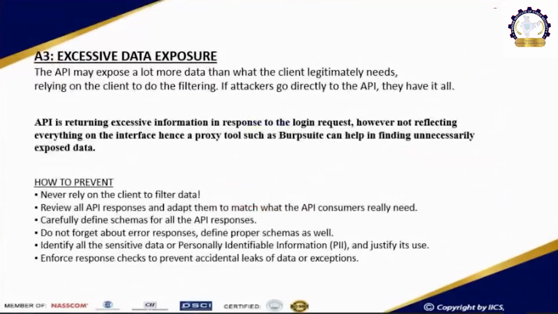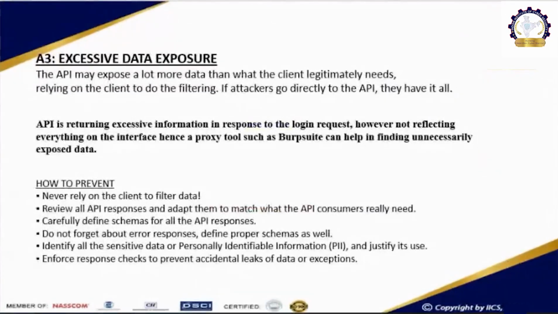Next we have here is A3, that is excessive data exposure. So what is this? In this attack, the API exposes a lot more data than what the client legitimately needs. It means if you are accessing one thing, but you are getting way more resources in return, in the response, because the client side filtering is not happening. That's why if an attacker goes directly to the API, they have it all.